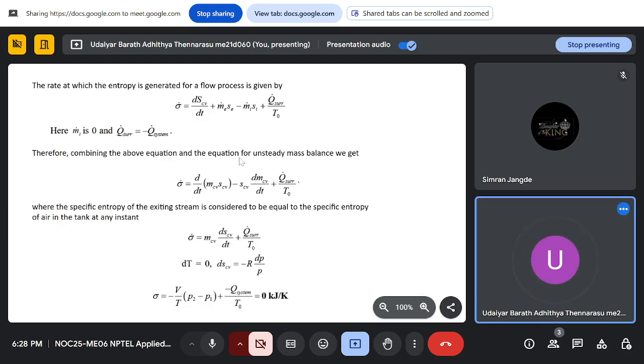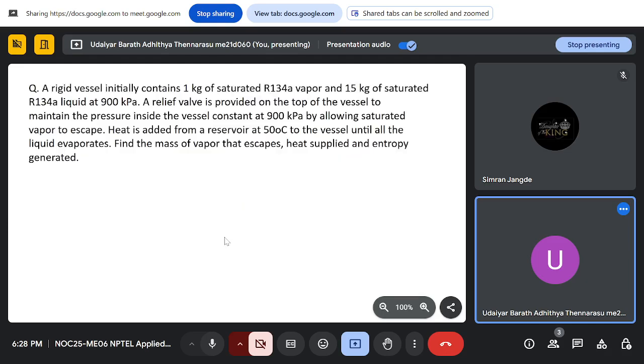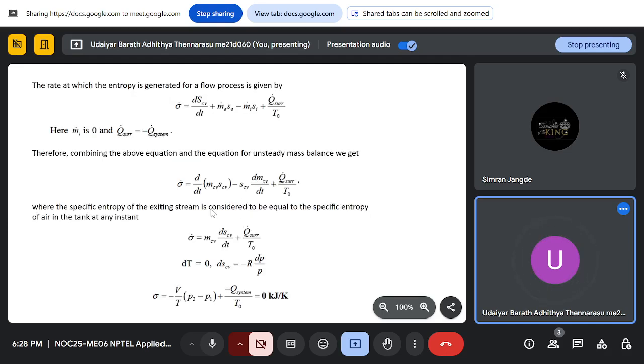So substituting the values here, dS is your total entropy. We are writing in terms of specific entropies here, and then it gets simplified to entropy generated as m_CV dS_CV by dt plus q surrounding by T naught. Since my temperature change is 0, as I am maintaining the same constant temperature, dS_CV is minus R dP by P. So integrating that, I'll get minus R ln P2 by P1.